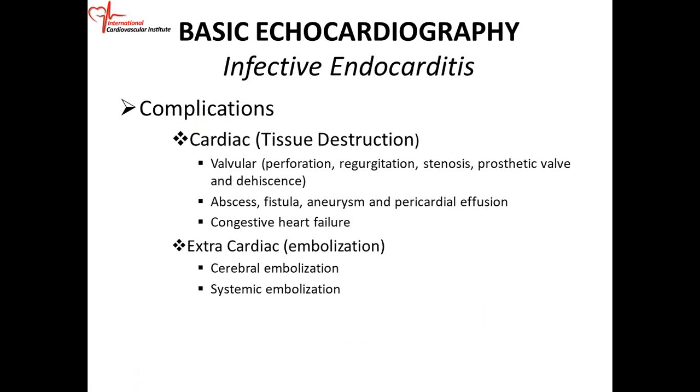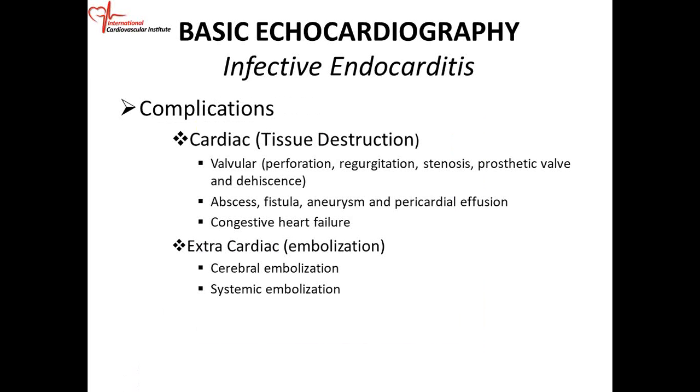So what are some of the complications of infective endocarditis? Remember, this is an infection. So with infection, you can get abscess formation, you can get tunneling, the infection can get larger and obstruct, the valves can distort the heart. So we divide the complications into cardiac and then extracardiac. So what can occur inside the heart, and what can occur outside of the heart.